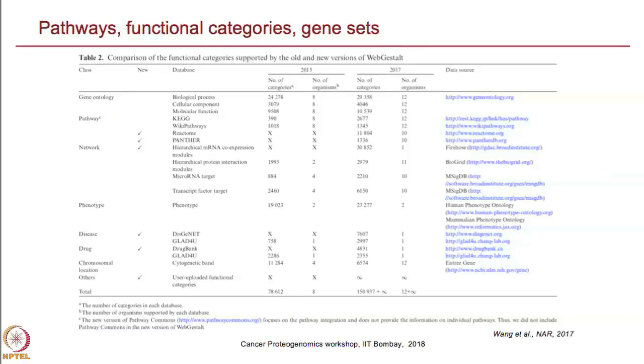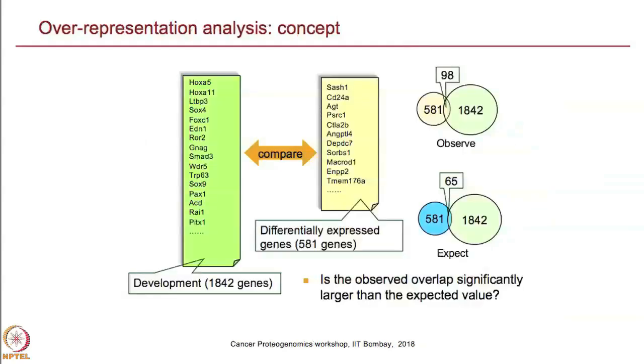In WebGestalt, we have collected a lot of pathways, functional categories, and other types of gene sets. Basically they are from different databases or through some computational analysis. Because it's too small, I don't think you will be able to see it, but maybe you have the lecture notes, so you should be able to read it on your computer. It can be separated into different categories. In total, there is a very large number of gene sets that can be used for your analysis.